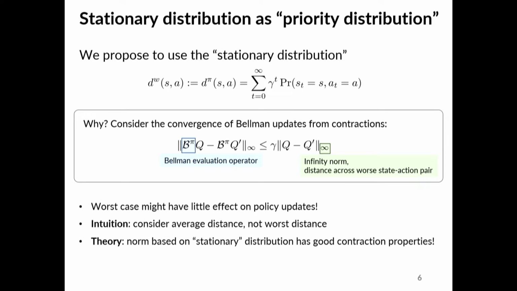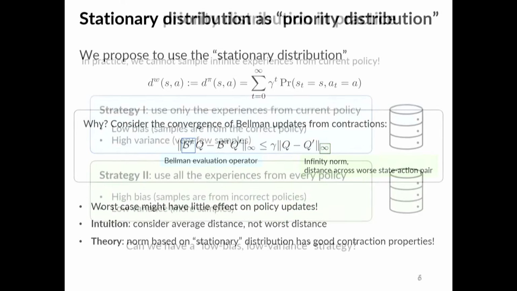However, if we make a big mistake in the worst state action pair, but do pretty well on all the average state action pairs, then the new Q function might still do pretty well when we are using it to update the actor. So our intuition is to consider an average distance instead of the worst distance. And we have some theory in the paper that shows that if you define a norm based on the stationary distribution, it has very good contraction properties with the Bellman evaluation operator.